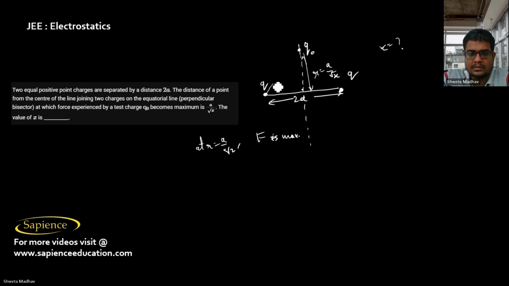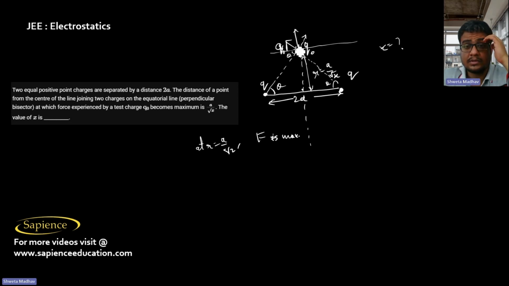Here this will also exert repulsive force on the charge Q naught. Now if I say this is theta, and this will be theta, and this will be 90 minus theta, and then this will be again theta, and this will be 90 minus theta. So this will be again theta. So I can say this way it will be 2 q0 cos theta.